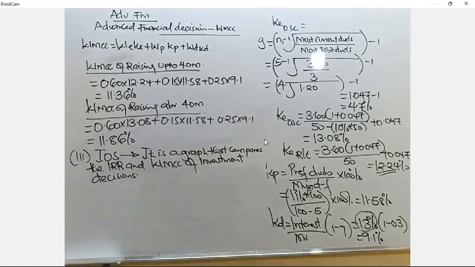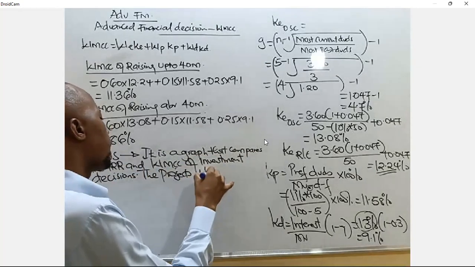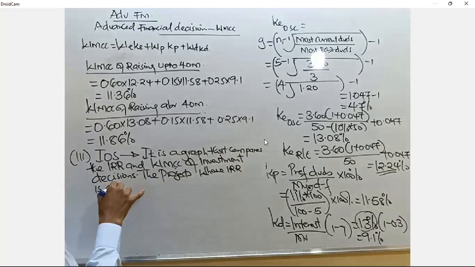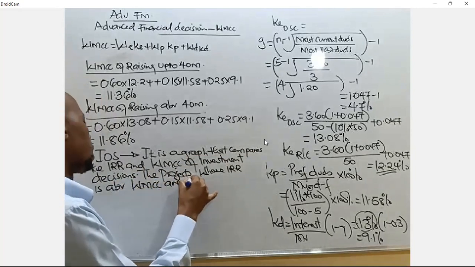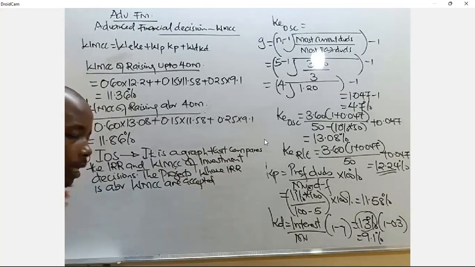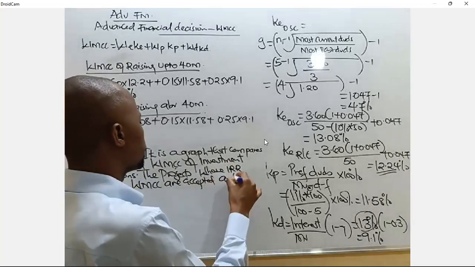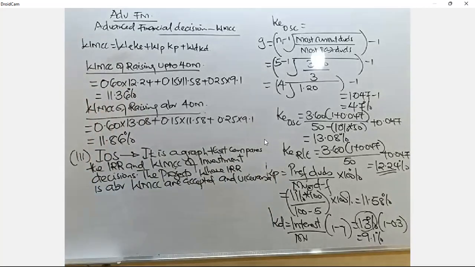So we normally say the projects whose IRR is above WMCC are normally accepted, and vice versa.